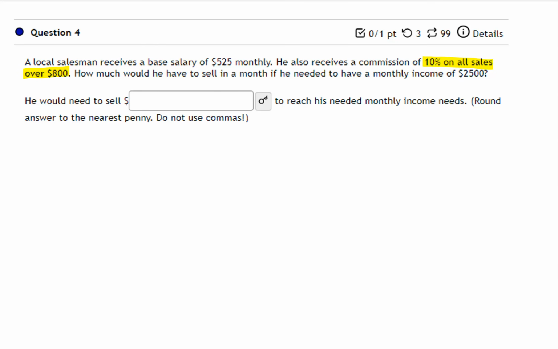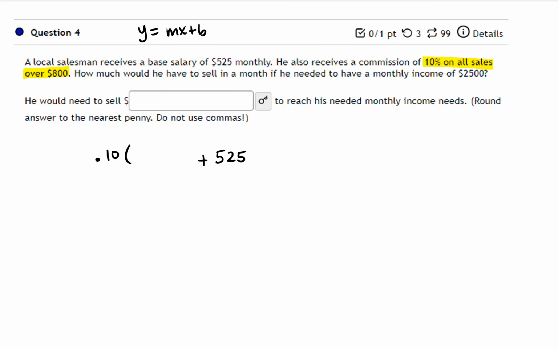So we have been learning about linear equations. Now, the 525 is kind of like our b value, 525, and our slope is going to be a little bit different than we've been used to seeing it, like y equals mx plus b. It's going to look slightly different. So we're calculating 10% of however much over 800 we make.